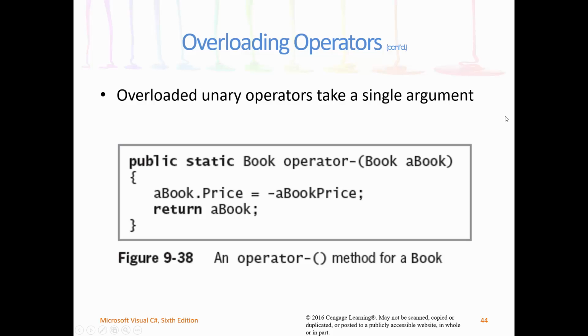All right. Here's a unary operator. So you're saying the price equals the negative price.